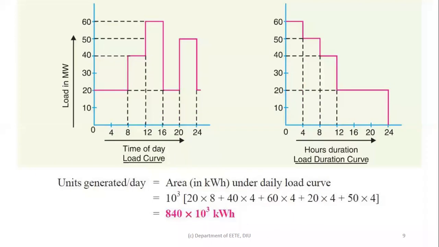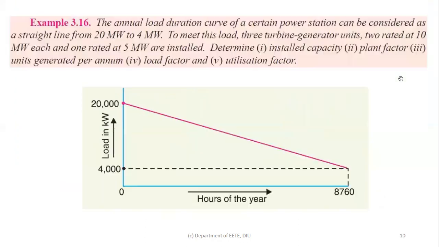So you can see with your eyes that the same thing has been done: 20 into 8, 40 into 4, 60 into 4, finally 20 into 4, and 50 into 4. So they have done it from this graph also. But if you find the area from this graph or this graph, both will be the same, because there is no change in the area between these two graphs. Though they look different in structure, the area will be the same. Okay, so that was a very easy one. But we showed that the load curve and the load duration curve are not the same; we have to convert from the load curve to the load duration curve.